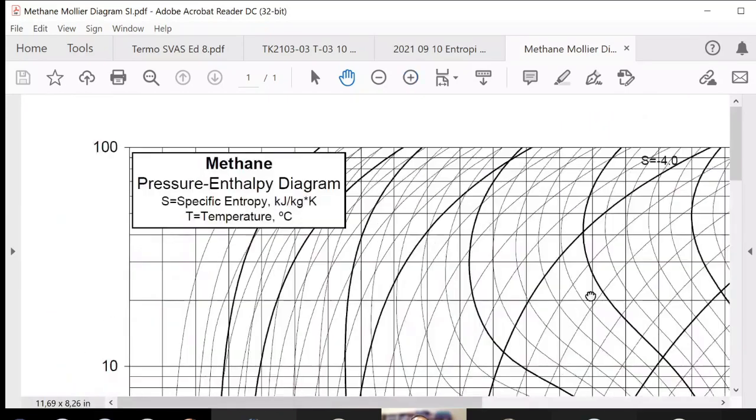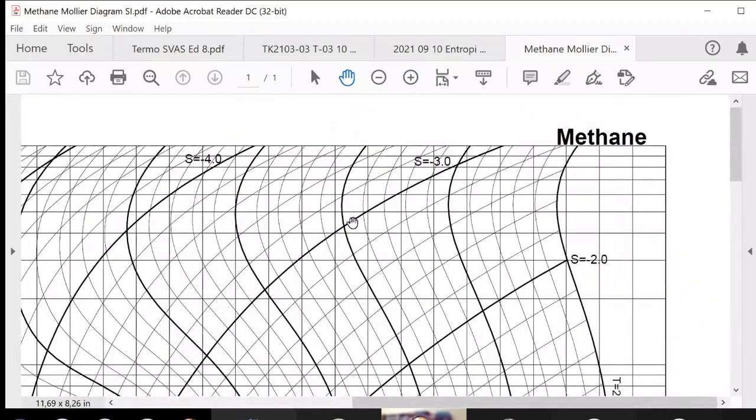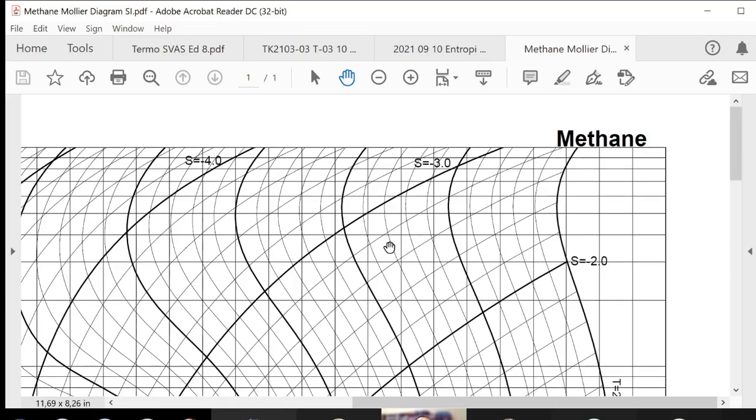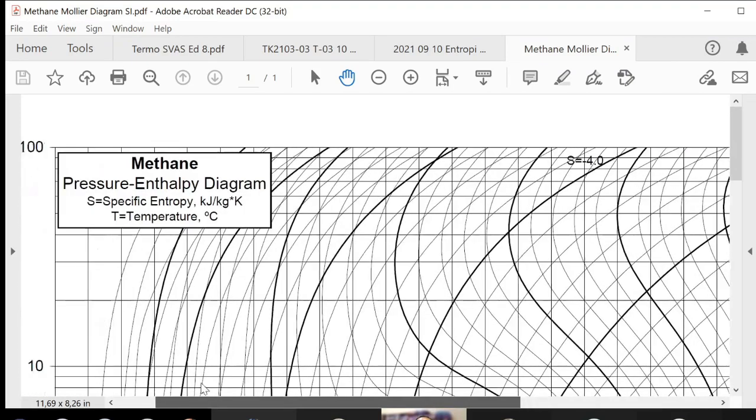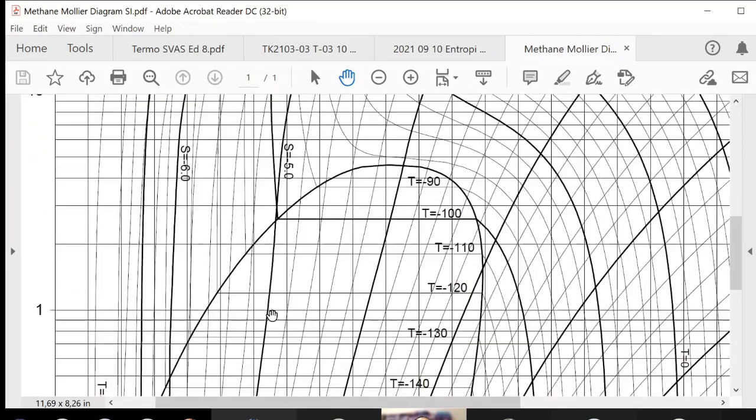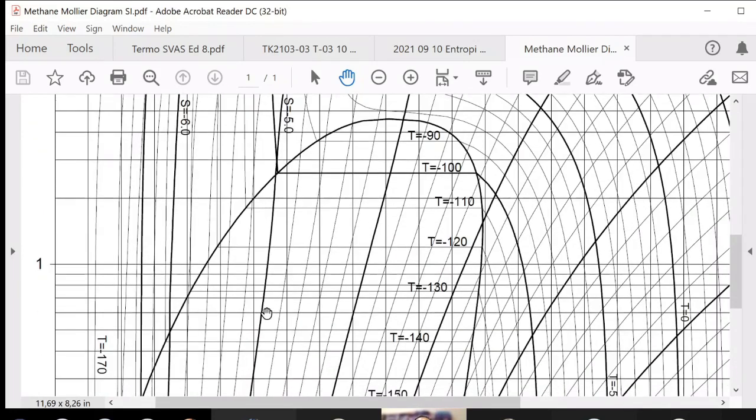Let me make it bigger. If this is the entropy of 3.0, this is the entropy of 2.0, this is 2.2, this is 2.4, this is 2.6, this is 2.8, the entropy. Okay, I think the sign is negative entropy. And then what is the unit? The unit of the entropy is over here, kilojoule per kilogram Kelvin. Okay, this is how to read a Molar diagram.